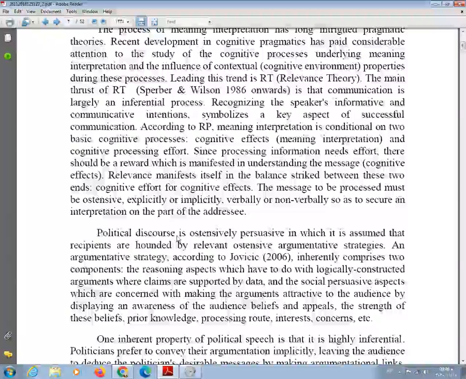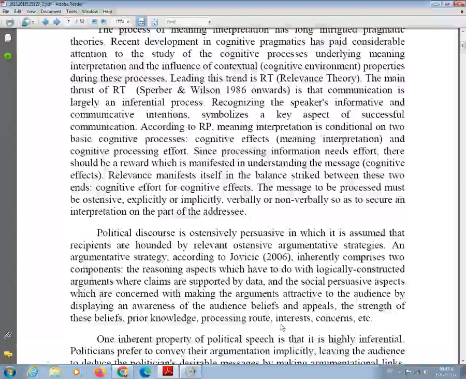So political discourse is ostensibly persuasive, in which it is assumed that recipients are hounded by relevant ostensive, I mean clear, argumentative strategies. Any argumentative strategy inherently comprises two elements. Any argumentative strategy must include reasoning aspects, which have to do with logically constructed arguments, where we have claims supported by data and so on, and also social persuasive aspects, which are concerned with making the arguments attractive to the audience, by displaying an awareness of audience beliefs and appeals, the strength of these beliefs, prior knowledge, etc.